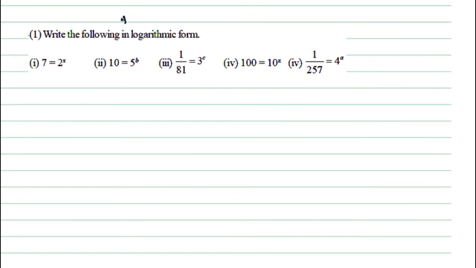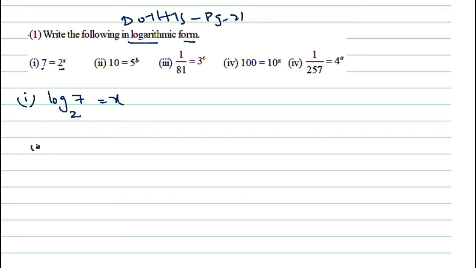Next we will go with "try this". Page number 21. Write the following in logarithmic form. The first one is 7 is equal to 2 power x. Here the base is 2 and the answer is 7, so the power is x. So we should write log 7 to the base 2, which is equal to x.